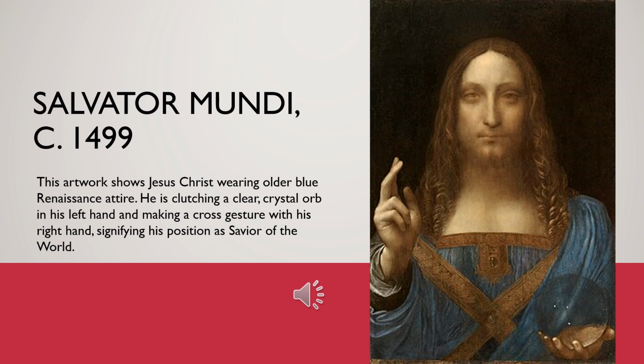Salvator Mundi, dated 1499. This artwork shows Jesus Christ wearing older Renaissance attire prior to the painting's creation. He is clutching a clear crystal orb in his left hand and gesturing across with his right hand. These signify his position as the Savior of the world.